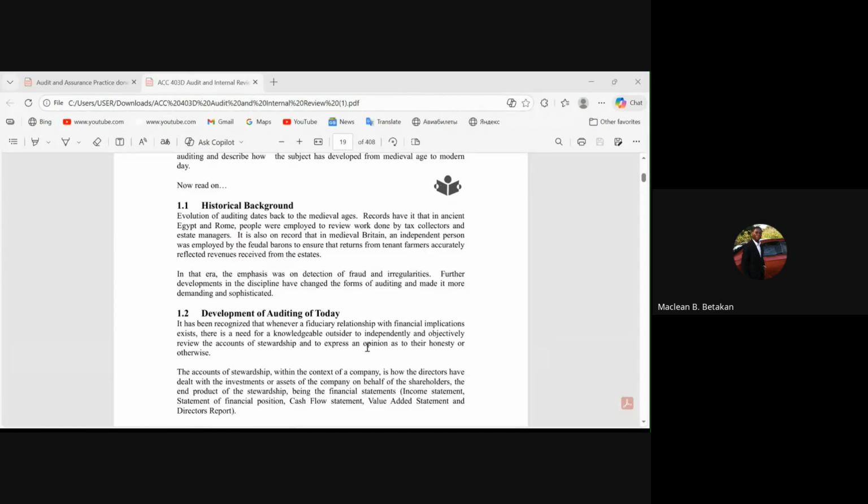For instance, in ancient Egypt or Rome, people were appointed to review the tax collectors' or estate managers' work. Especially, we all know in the Bible about the tax collectors. It got to a point people did not trust them, and different people were appointed to review their works. Also in Britain, we have those we call feudal laws. Independent persons were employed, and their work was to confirm whether the tenant farmers recorded the revenues they were supposed to record accurately or not.